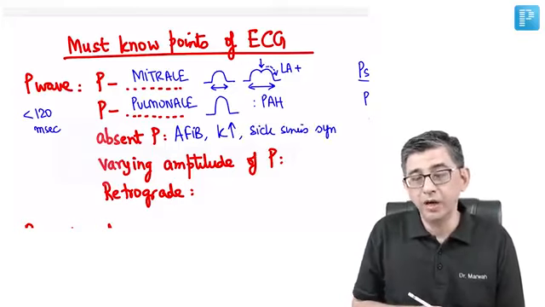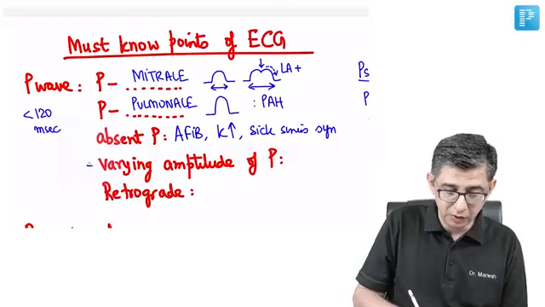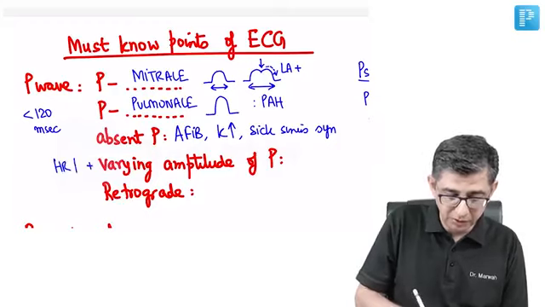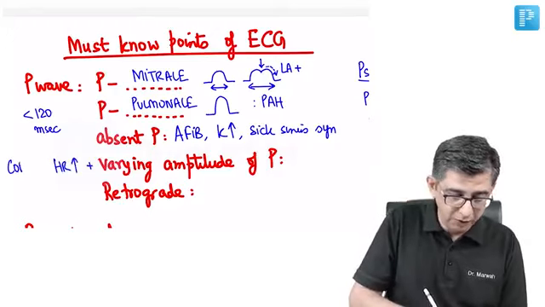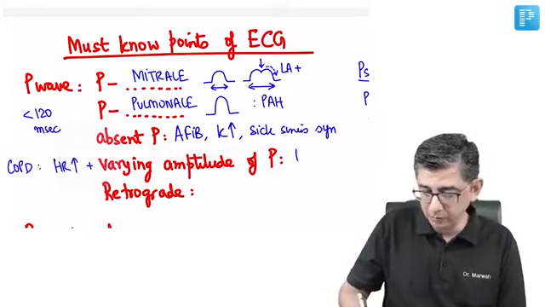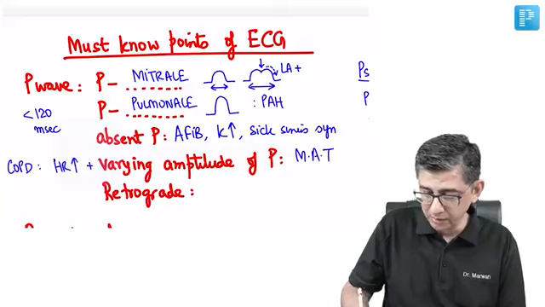Then he could talk about varying amplitude of P wave, and along with this, there would also be a tachycardia component present. This varying amplitude of the P wave with a tachycardia component, and the setting would be that of a COPD patient, would be multifocal atrial tachycardia.